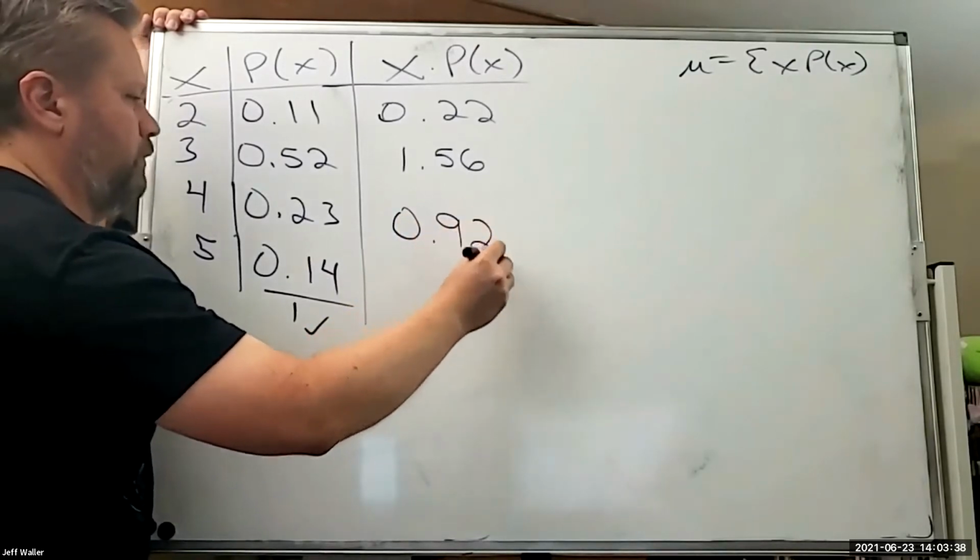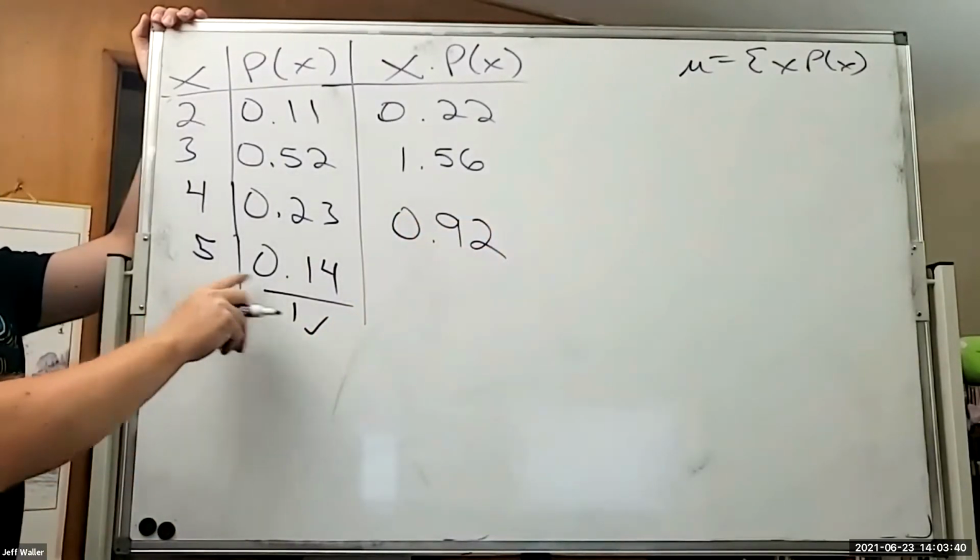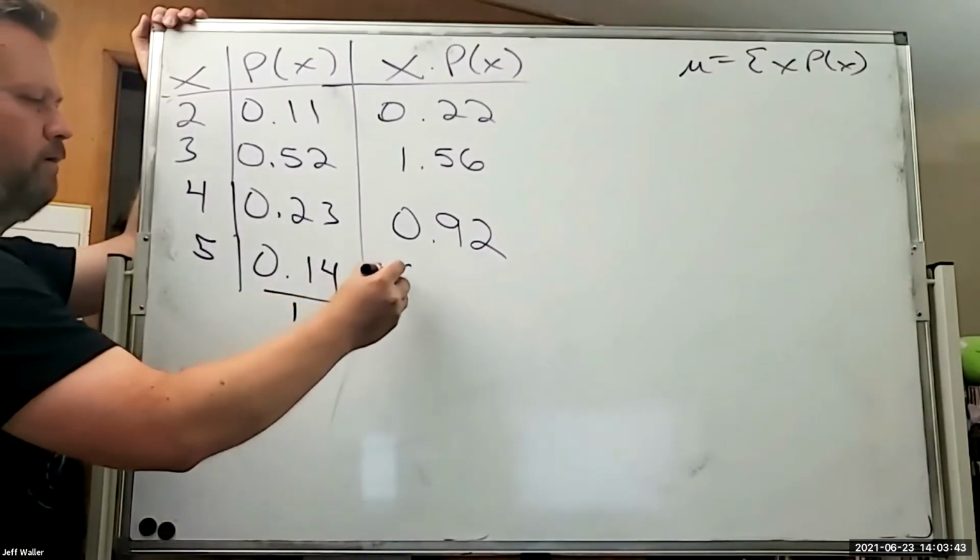4 times 0.23. Nobody's going to help you, Jeff. It's okay. 5 times 0.14 is 0.7.